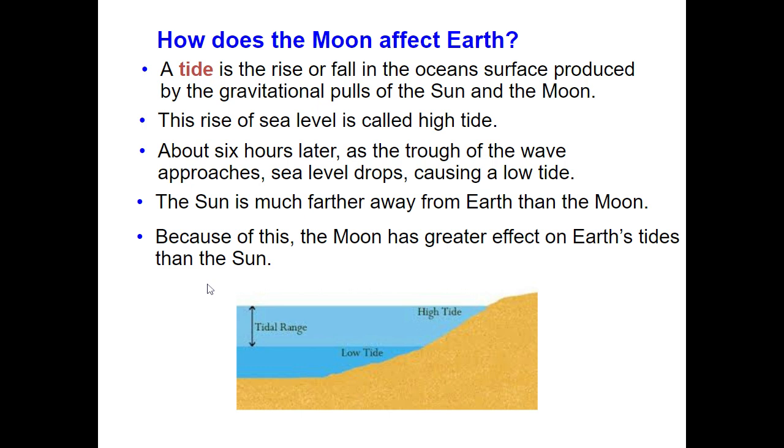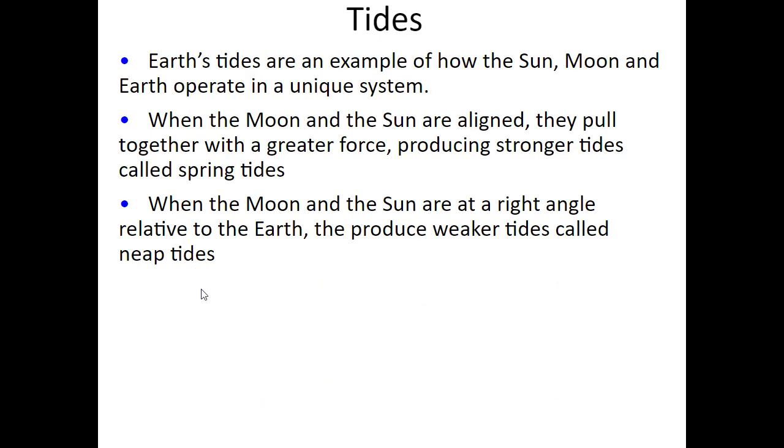So the sun is further away from the Earth than the moon, and this is why the moon has a greater effect on tides. As the moon drifts away from us at about 2 inches a year, or 2 centimeters a year, I believe, it will gradually get far enough away that it won't affect our tides as much. So the Earth's tides are an example of how the sun and moon operate in a unique system. When the sun and moon are aligned, they pull together with greater force, producing stronger tides.